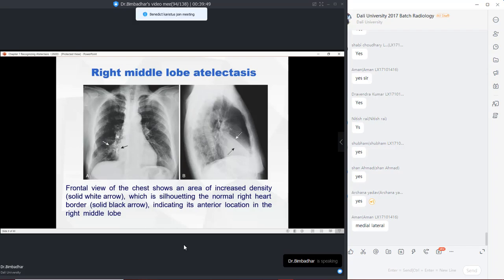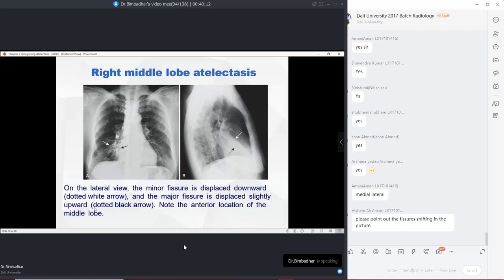One is tracheal pulling, and the other is that you see here the major lobar fissures and the minor fissures being sandwiched together. So which one pulls down? The minor fissure is pulled downward, and the major fissure is pulled upward. So this shows that there is a presence of collapsed lung in between them. Is this clear, Benedict? Now see, the arrows are the ones being pointed.